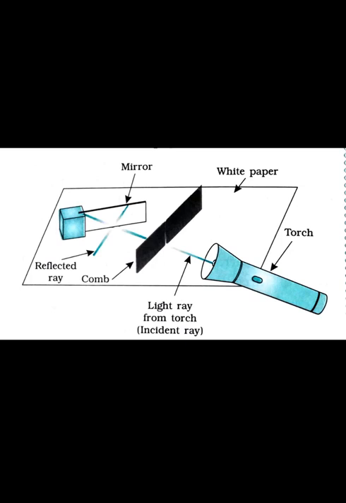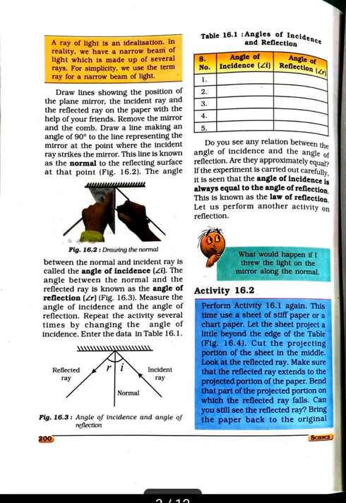What will be your conclusion from this? A ray of light is reflected from the mirror. The light ray which strikes any surface is called the incident ray, and the point at which the incident ray falls on the surface is called the point of incidence.